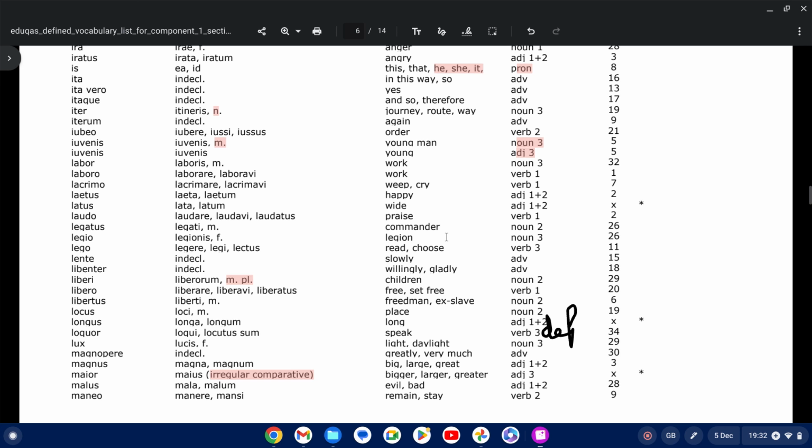The English word translucent is related to this. Trans, we've seen before, it's kind of a cross, hence through, and the verb luceo means shine. So if light shines through something, it is translucent.